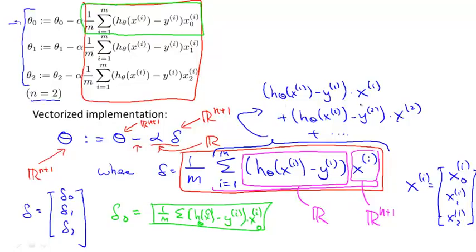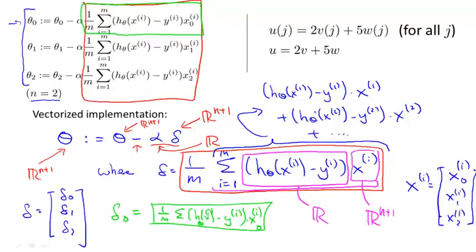And the meaning of each of these terms is a lot like, if you remember from the earlier quiz, you saw this equation. We said that in order to vectorize this code, we would instead set u equals 2v plus 5w. So we're saying that the vector u is equal to 2 times the vector v plus 5 times the vector w. So this is an example of how to add different vectors. And this summation is the same thing.